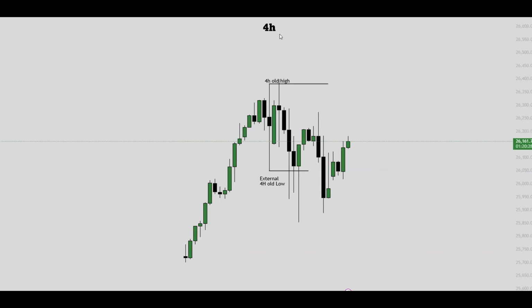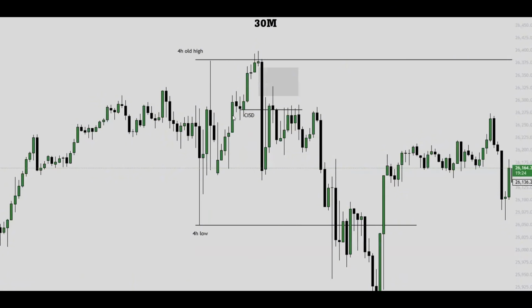This is the 30-minute. Why the 30-minute? Because the 4 hour goes with the 30-minute. That's how I like to use it. Most people use it with the 15. You can. I like it with the 30. You can use both. You will see this on both. So what does the 30-minute do?